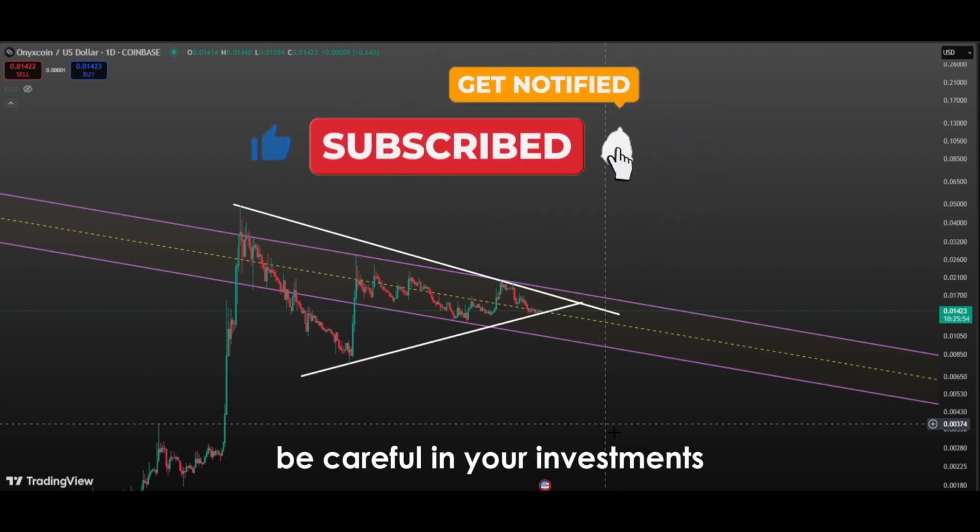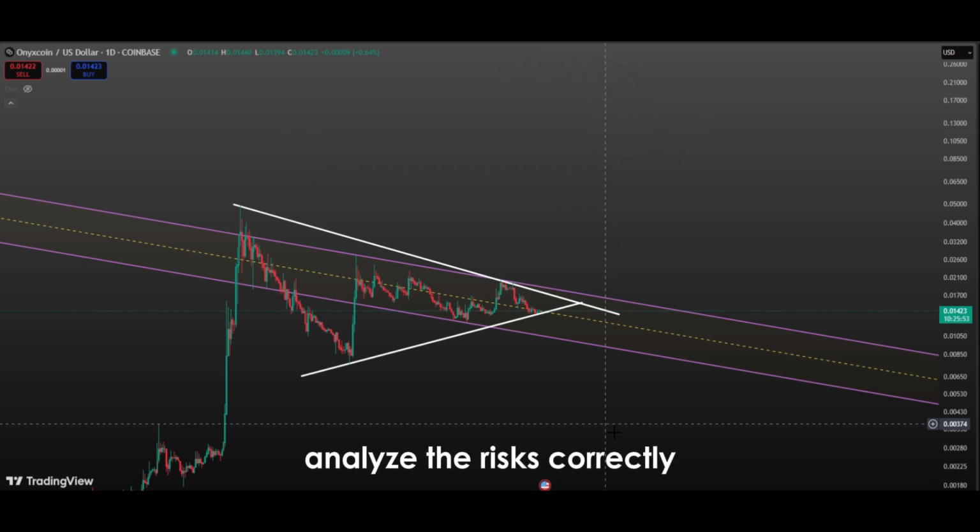Be careful in your investments. Analyze the risks correctly and always take strategic steps.